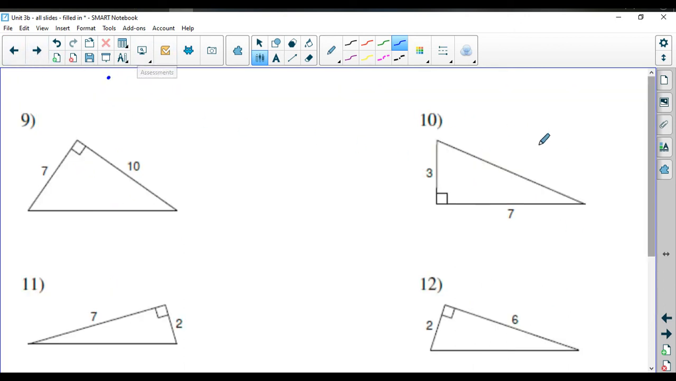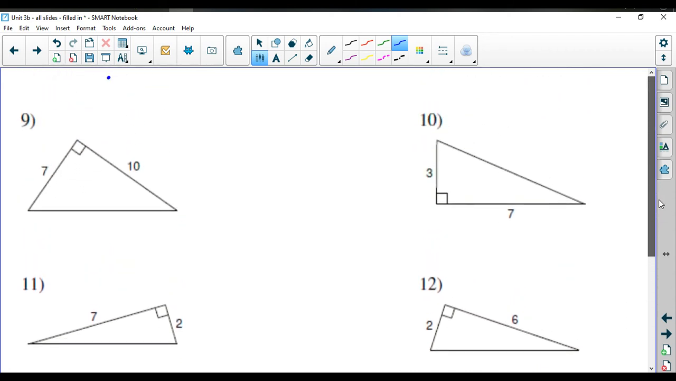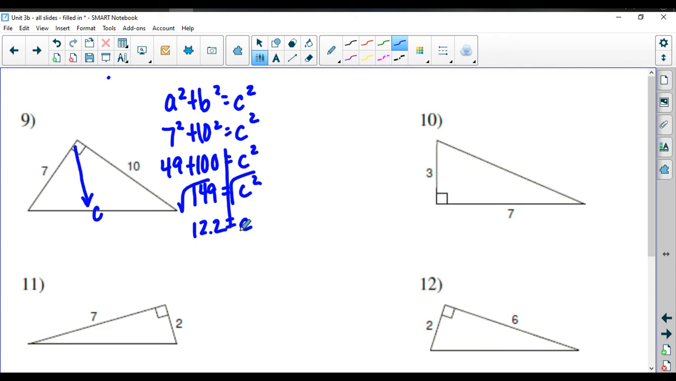If you flip it over to the next page, we're going to be doing 9, 10, 11, and 12, and then that'll wrap up our practice. Right angle, go across, that's C. So otherwise, I'm plugging in 7 and 10 for A and B. Remember, it can be in whichever order you prefer. So we get 49 plus 100 equals C squared. 149 equals C squared. I'm going to take the square root on both sides. The square root of 149 rounded to the nearest tenth will give me 12.2.